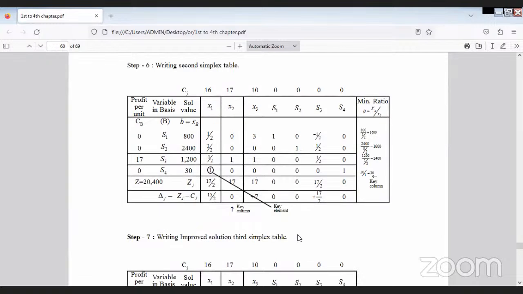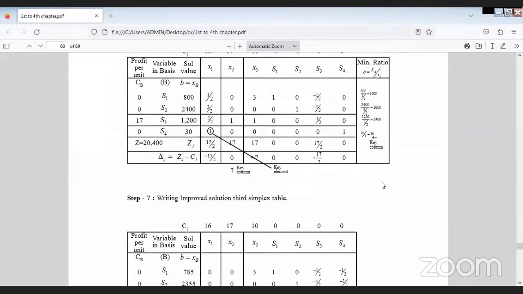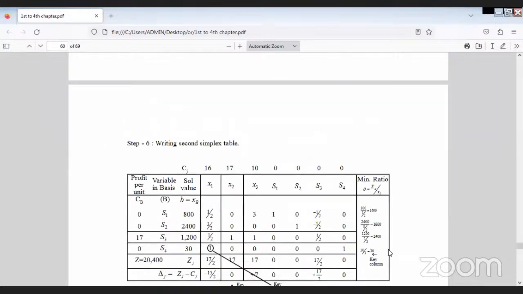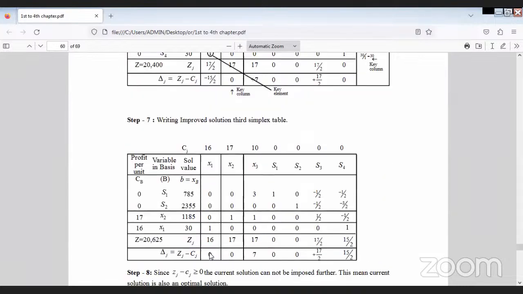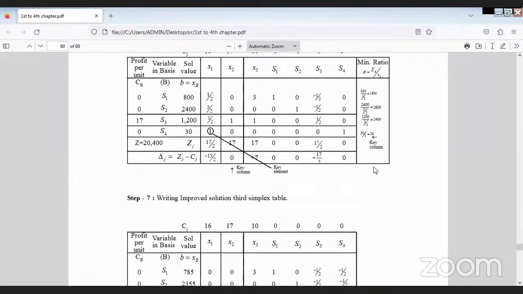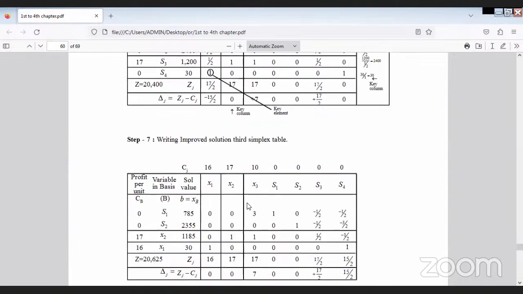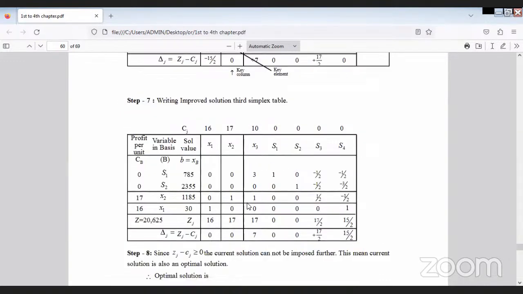So that is the key column we are taking. Here also there is 2400. So writing the improved solution for the third simplex table. From the above one, that is 30. So 800 minus 30, that is 15 here. 30 by 2, I think, subject to correction. 30 by 2 is 15, just a minute. So that is 30 by 2, 15. 800 minus 15, 785. And also the 2400 means that is the value we are correcting here.